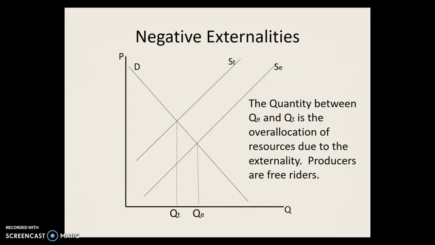And basically what this is saying, the area between the quantity between QE and QT would represent free riders, and in this case it's not the consumers who are the free riders but the producers. The producers are not paying for their total production cost, therefore we have producers who are free riders.